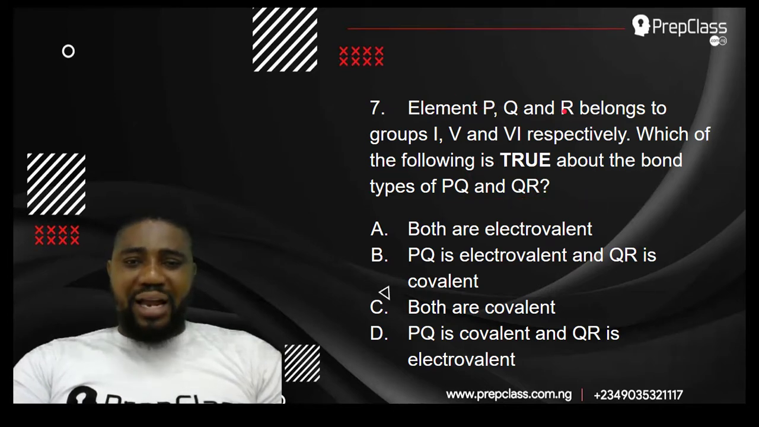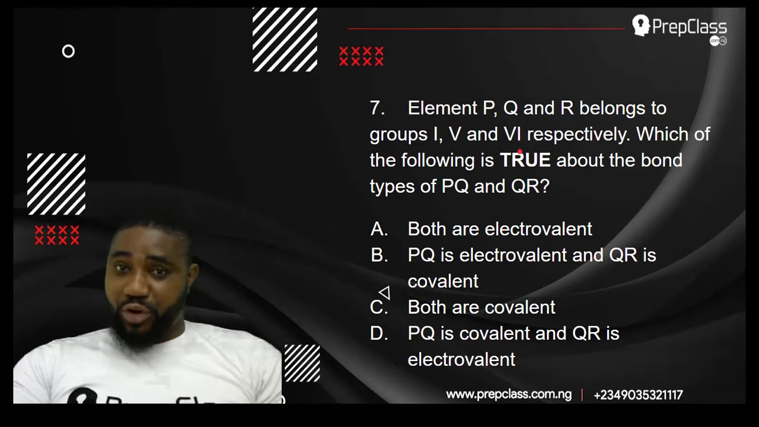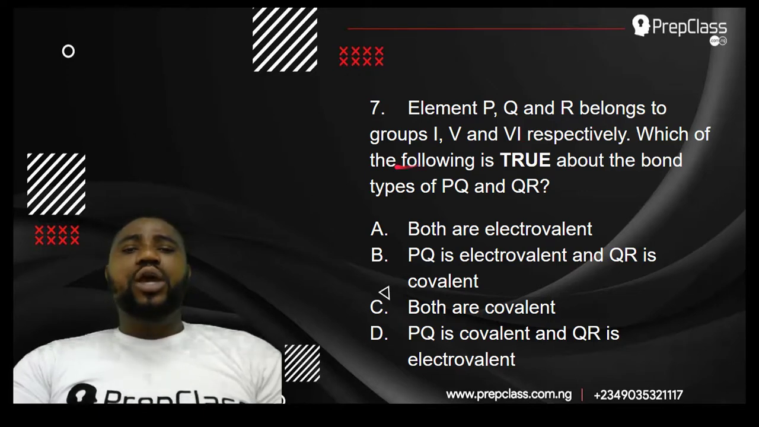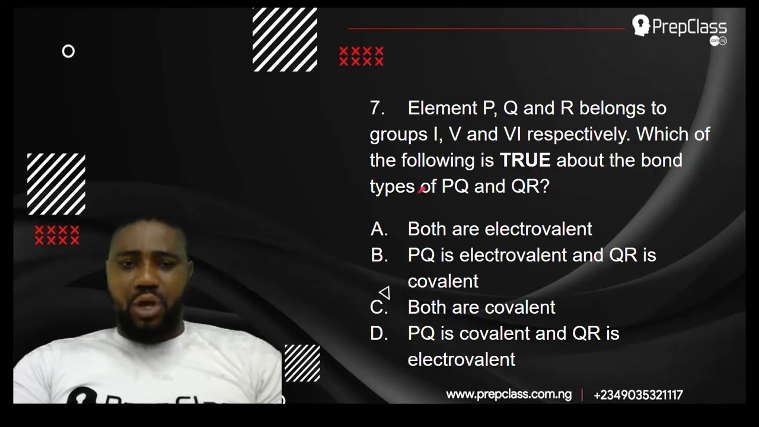Elements P, Q, and R belong to group 1, group 5, and group 6 respectively. They are telling you that element P, Q, and R belong to group 1 of the periodic table, group 5 of the periodic table, and group 6 of the periodic table. Do you understand? So now, which of the following is true about the bond types of PQ and RQ?